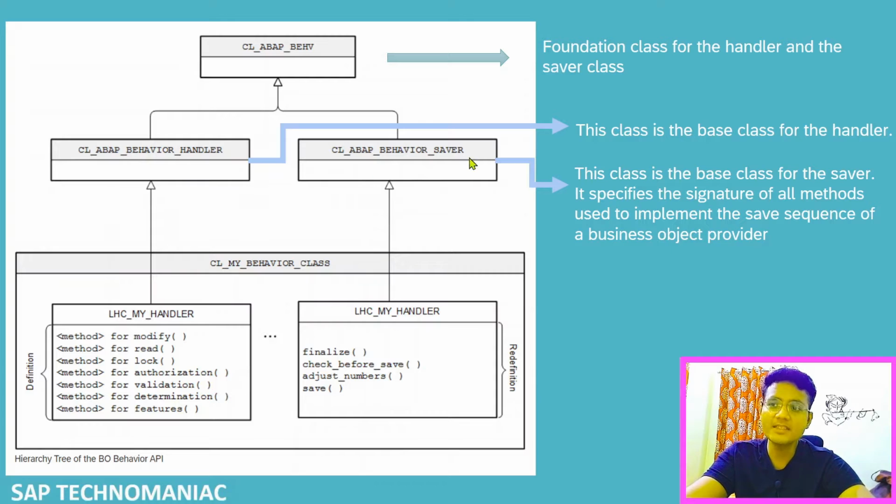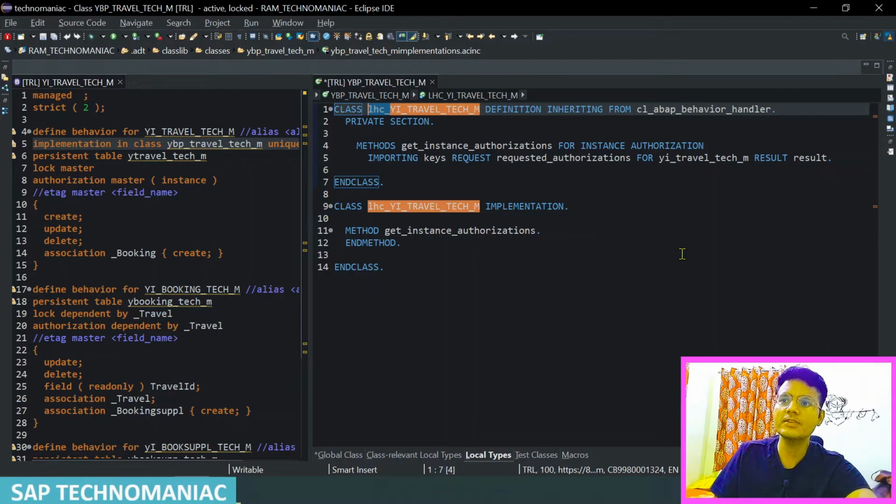So this is the base class. This class is the base class for the saver. It specifies the signature of all methods used in the implementation of the save sequence of the business object provider. So this is how the architecture looks. If you want to see these classes, we can see here.